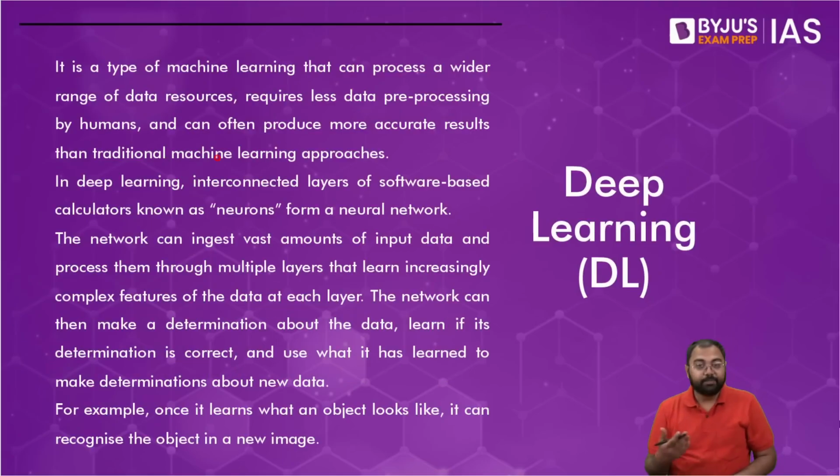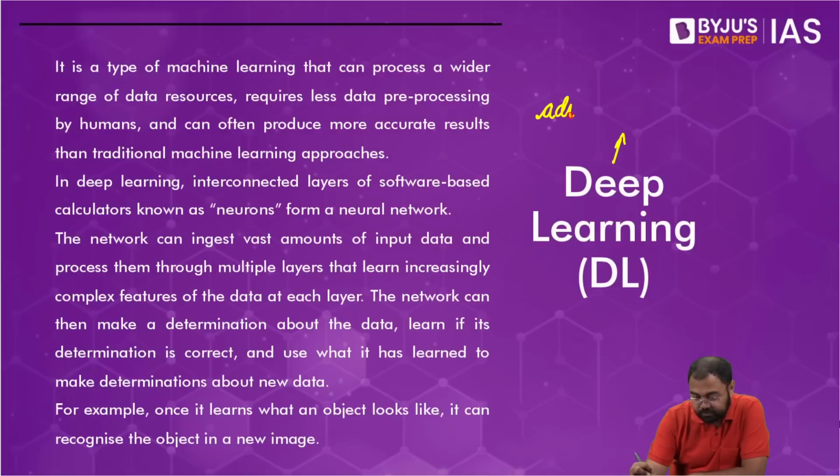Now, another type of machine learning is deep learning. In case of deep learning, what we are saying is that it is a much more advanced version of machine learning. So deep learning is not different, but it's an advanced version.